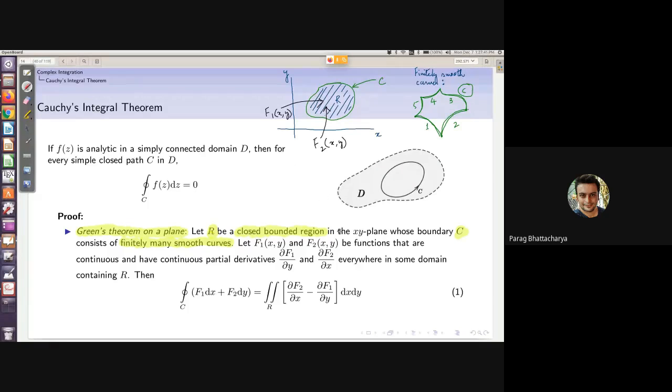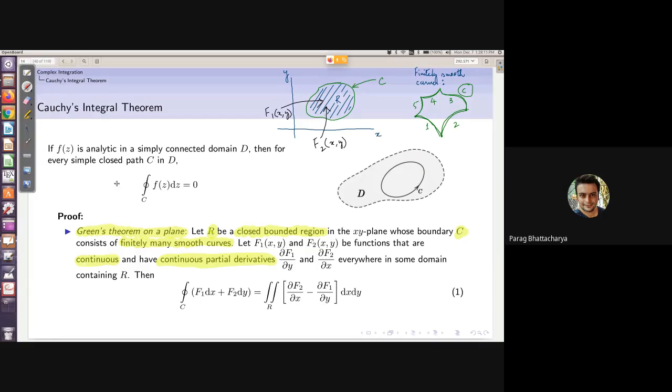Now, what are we considering? First of all, we'll assume that these functions are continuous, and secondly, these functions also have continuous partial derivatives. Not only are the functions continuous, but they have continuous partial derivatives everywhere within some domain containing R, maybe some superset of R.